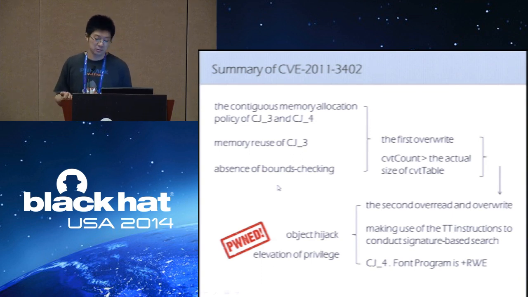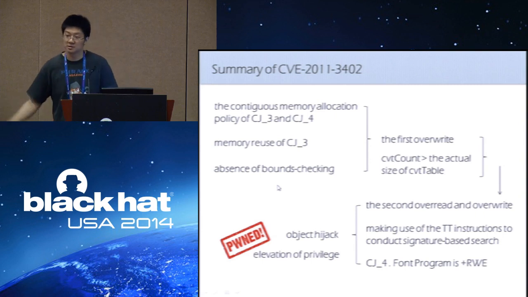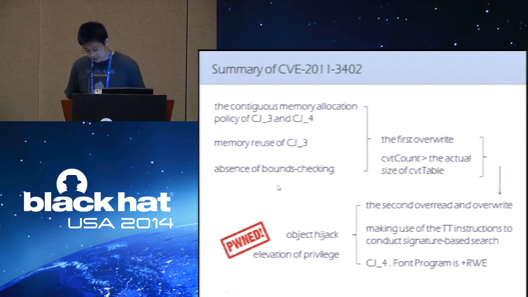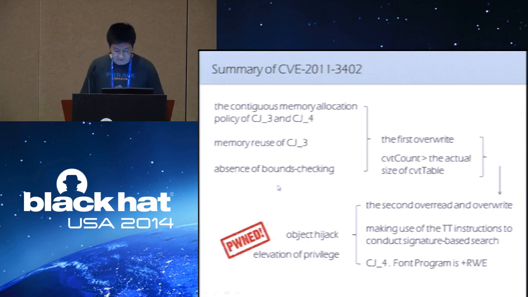So we can use the TrueType instruction to do the object handshake, and later and finally, escalation of privilege. I want to say the knowledge in this vulnerability just opened a door to a new world for me. It's amazing.